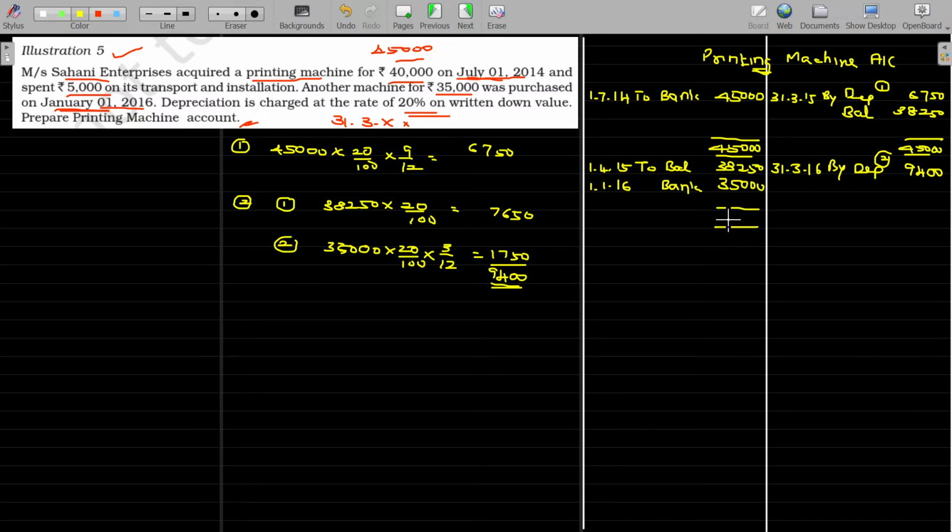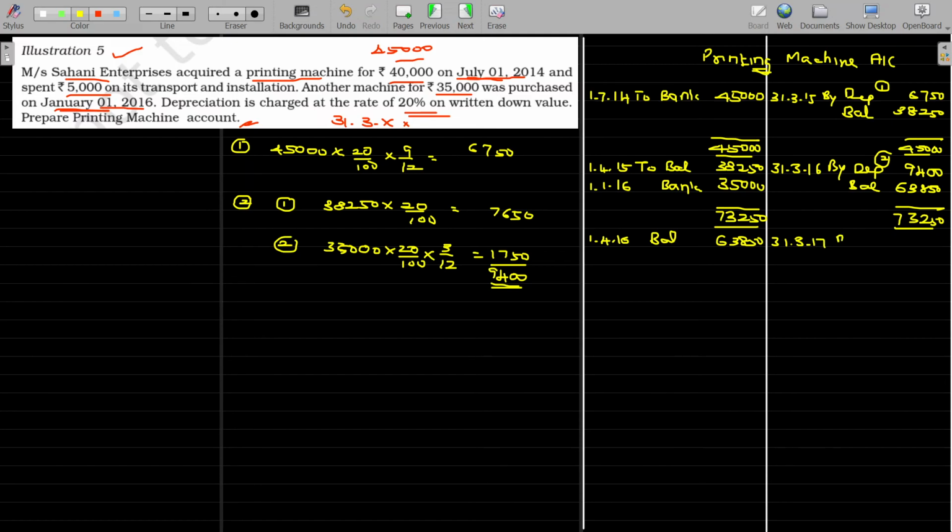Now close tallying this. 73,250. Balance carried down 63,850. And here balance brought down 63,850.